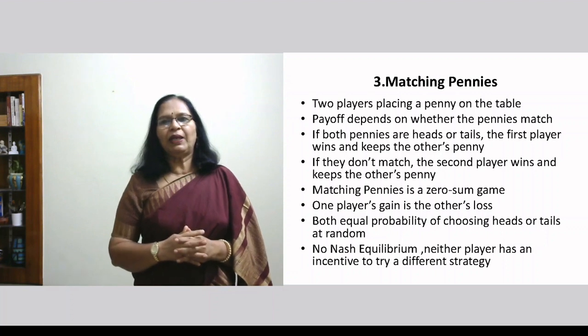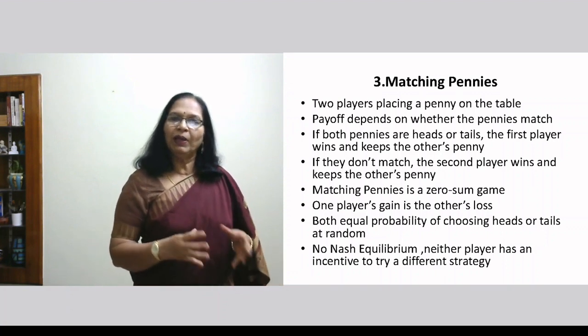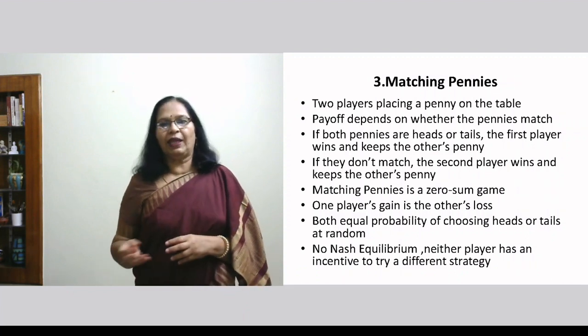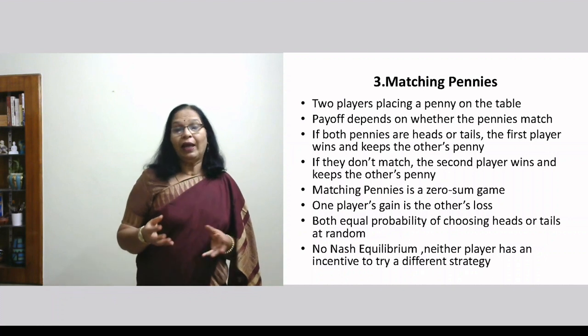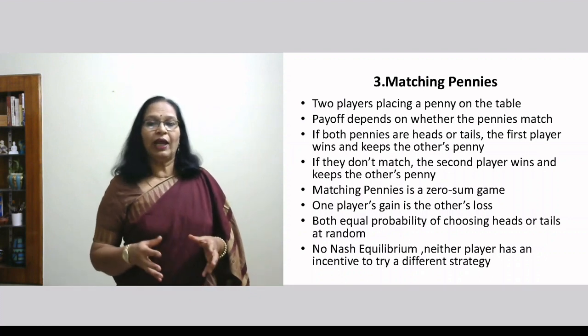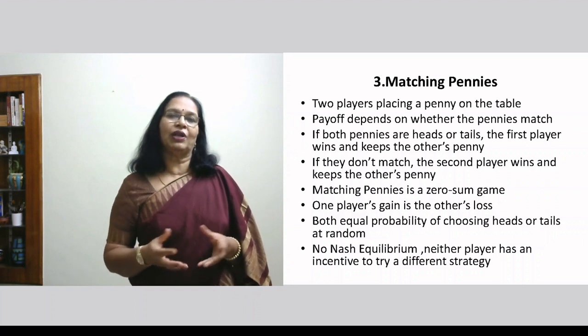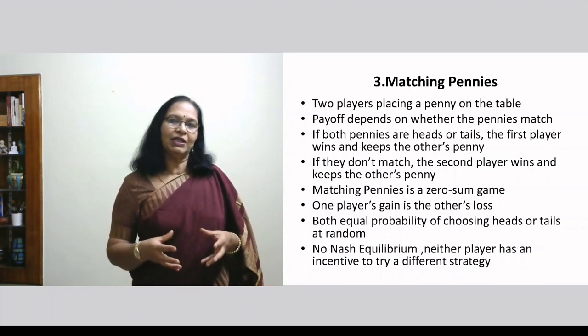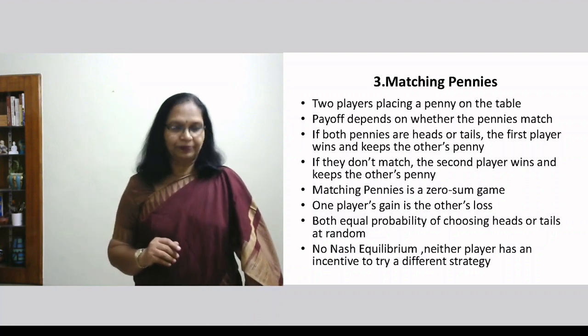So matching pennies is a zero-sum game. If one gets it, the other one does not get it. So one player's loss is another player's gain. Both have equal chances or equal probability of choosing heads and tails. So there is no Nash equilibrium that is possible. Neither player has an incentive to try a different strategy. The game is such that there is no other strategy possible other than to play heads and tails.